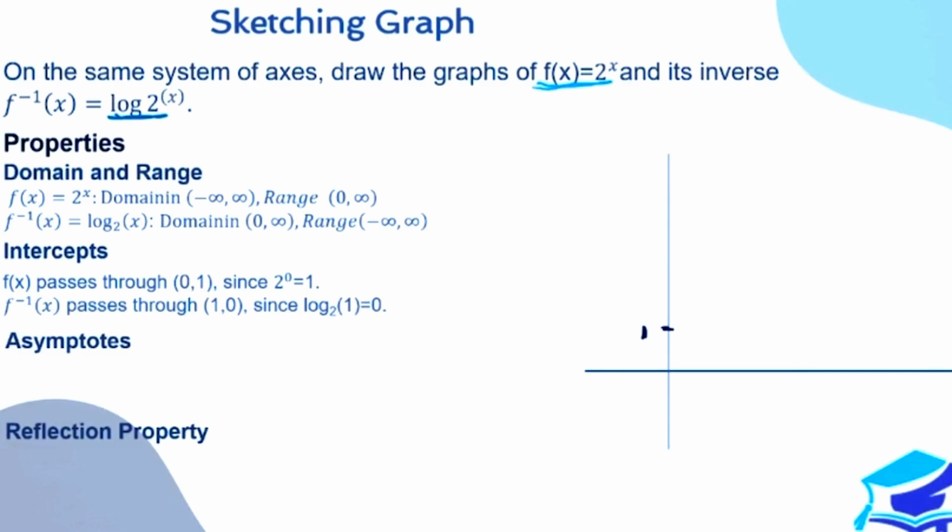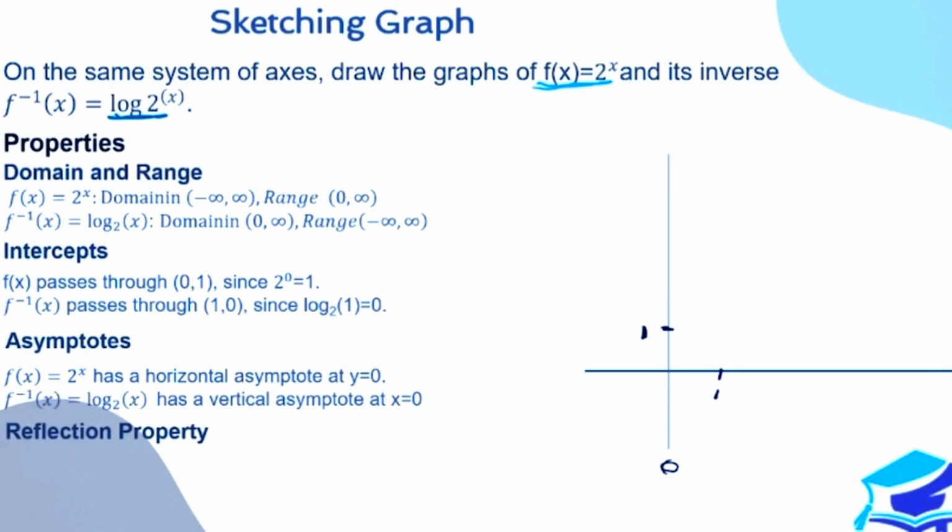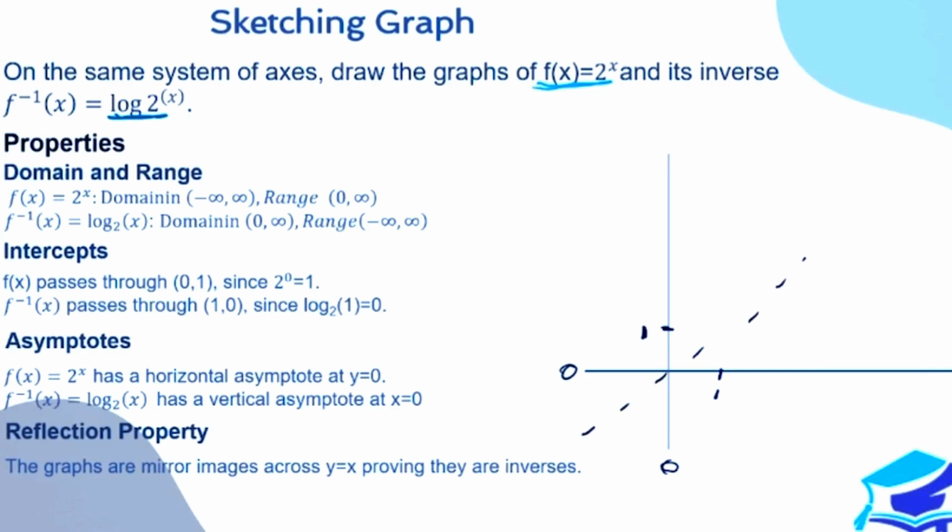For f(x), the domain is all real numbers and the range is 0 to infinity. For the inverse, the domain is 0 to infinity and the range is all real numbers. f(x) passes through 0 and 1, and the inverse passes through 1 and 0. The asymptote for f(x) is the horizontal asymptote y equals 0, and for the inverse, x equals 0. The graphs are mirror images across the line y equals x.